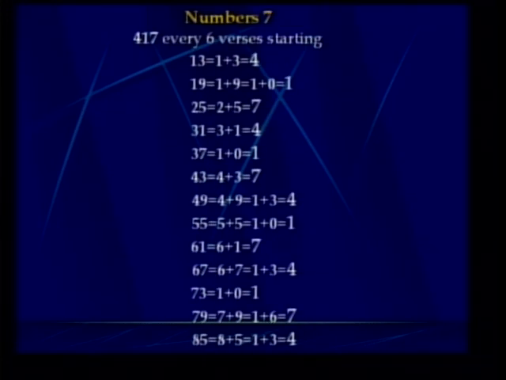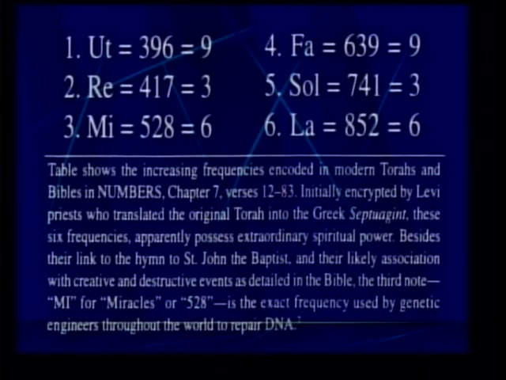Verse 13, and then verse 19, and then verse 25, what do you get? 13, 1 plus 3 is what? 4. 1 plus 9 is what? 10. 1 plus 0 is what? 1. And then you go to 25. 2 plus 5 is what? 7, correct? What do you get? 417. What is 417? The frequency of re, resonary fibris, re. You see what I mean?